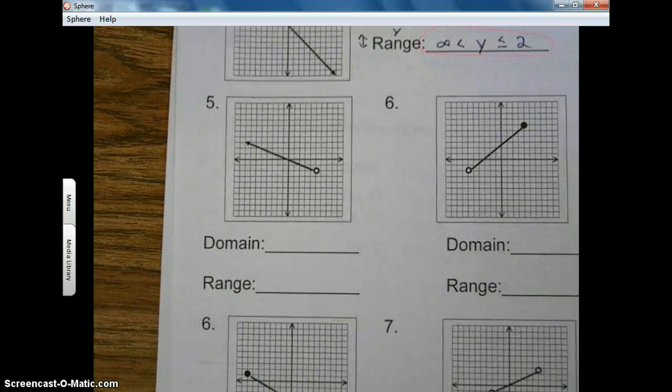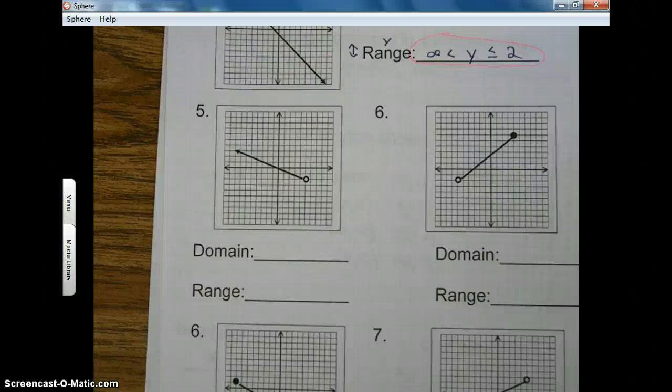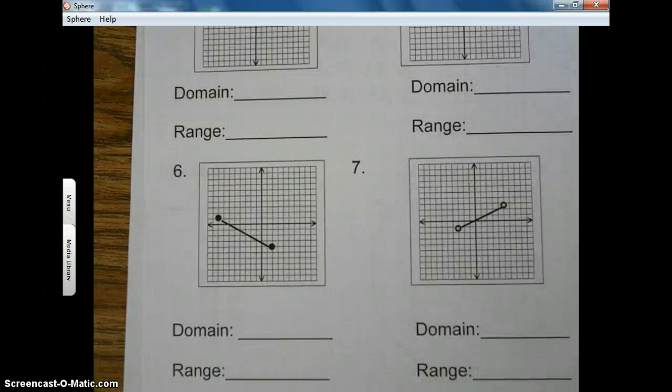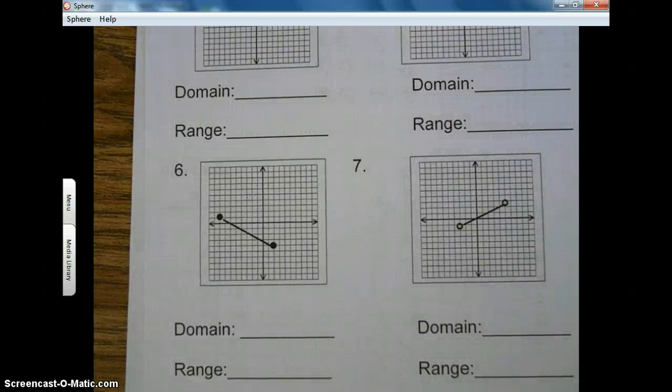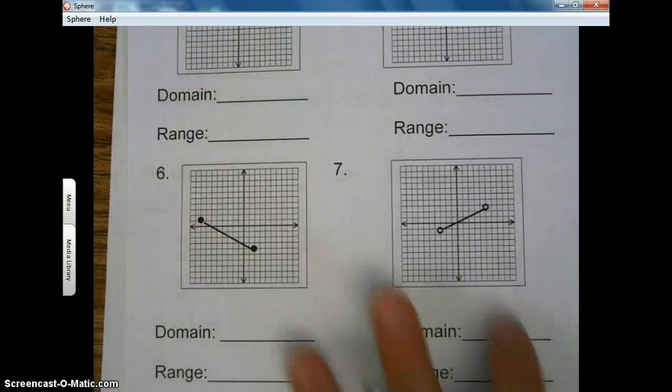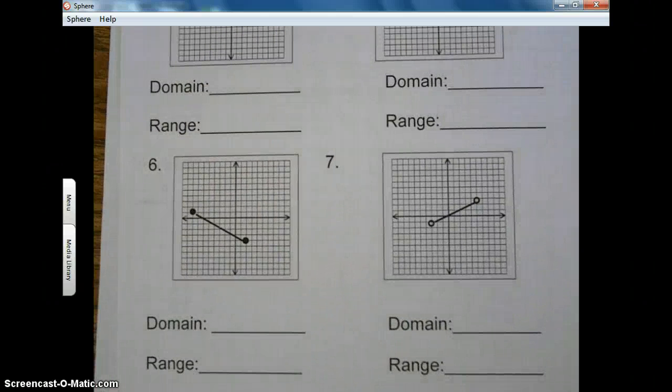Okay, try 5 and 6 on your own. And 6 and 7. And see how you do. We'll see you tomorrow. And I will be checking these problems to see if you have them done.